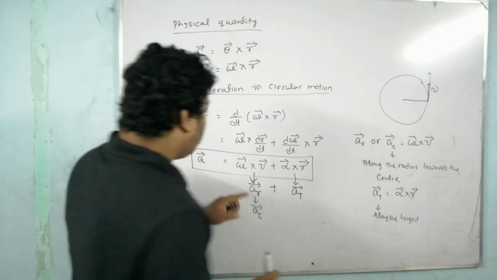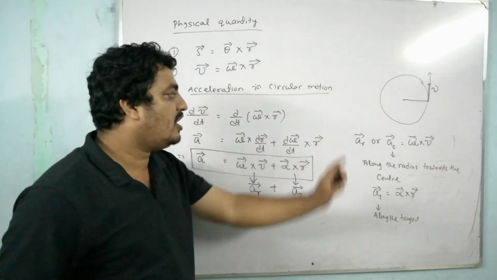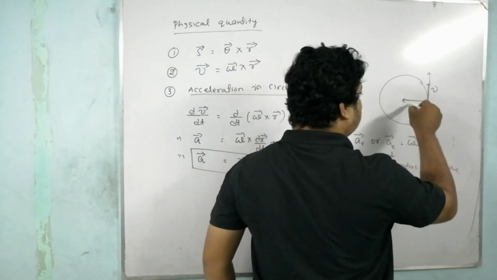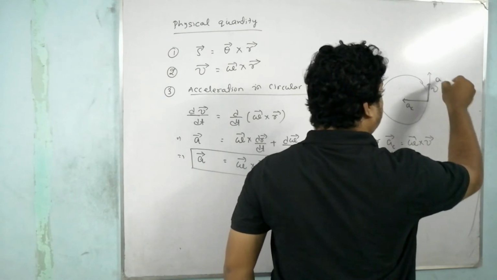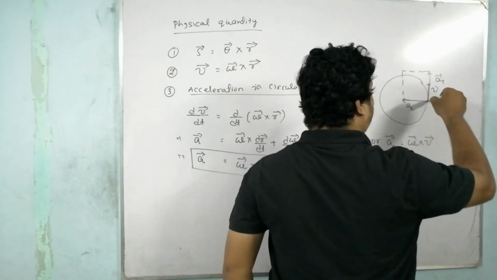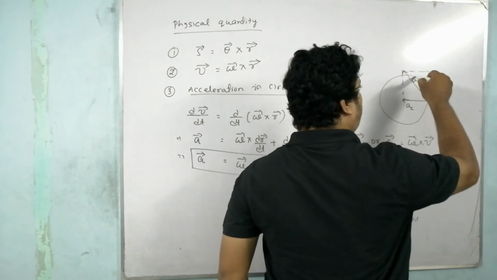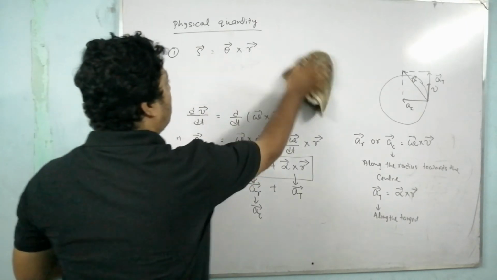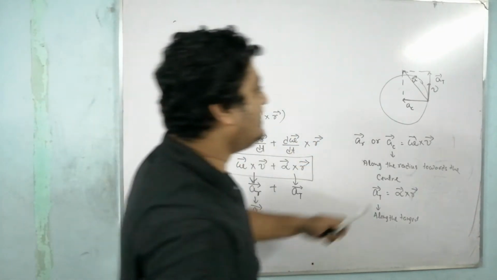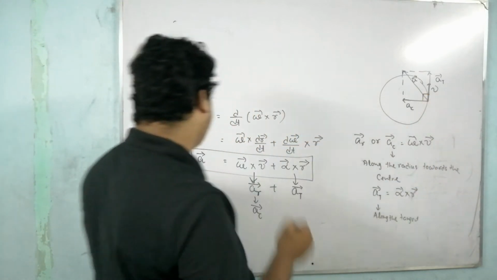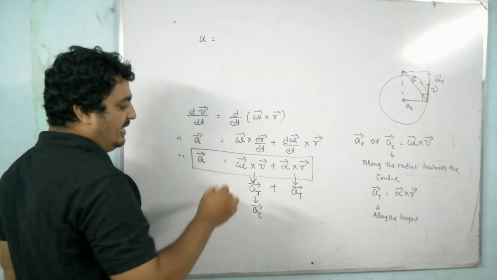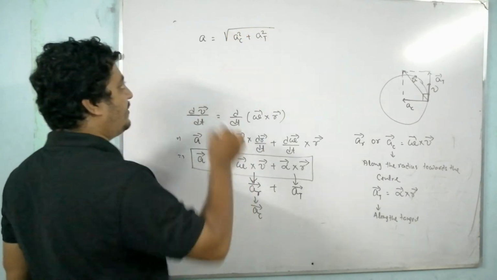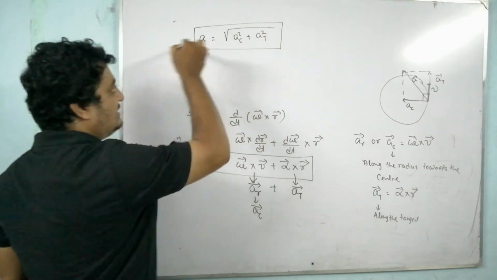So now A is the vector sum of AC and AT. Now AC is directed like this and AT is directed like this. Their vector sum will represent total acceleration A. If we apply the law of vector addition, as AC and AT are perpendicular to each other, the magnitude of A will be root over of AC square plus AT square. This will be our total acceleration.